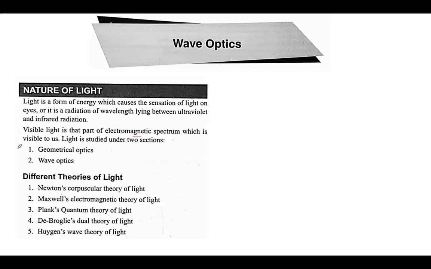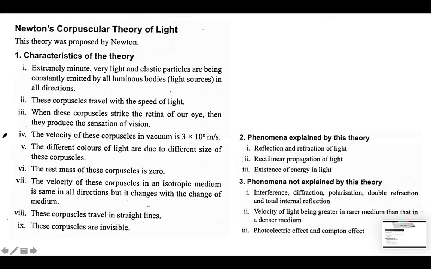So light is studied under two sections. One is geometrical optics and other is wave optics. Geometrical optics we have already done. Wave optics we are doing right now. Now there are different theories of light basically. So पहला तो है Newton's corpuscular theory of light. Then we have Maxwell's electromagnetic theory of light, Planck's quantum theory of light, de Broglie's dual theory of light, and Huygens wave theory of light. तो हम लोगों ने जो है एक एक करके क्या थ्योरी है, we'll just go through it.